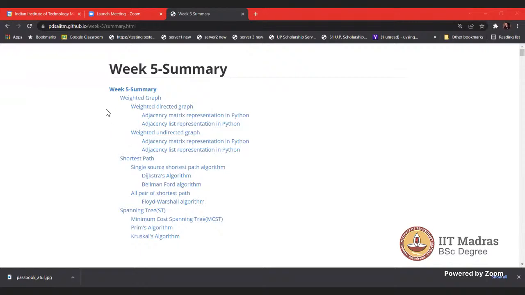List forms. After that, we introduce some topics in week 5. There is one topic, shortest path, and there is one topic, spanning tree, and there are different types of algorithms to perform these different problems. Okay, so we will start from the shortest path problems.